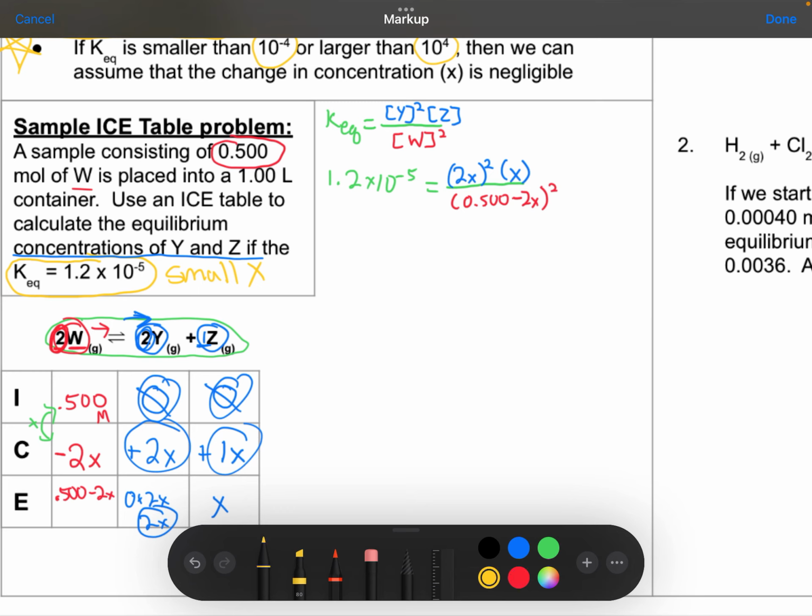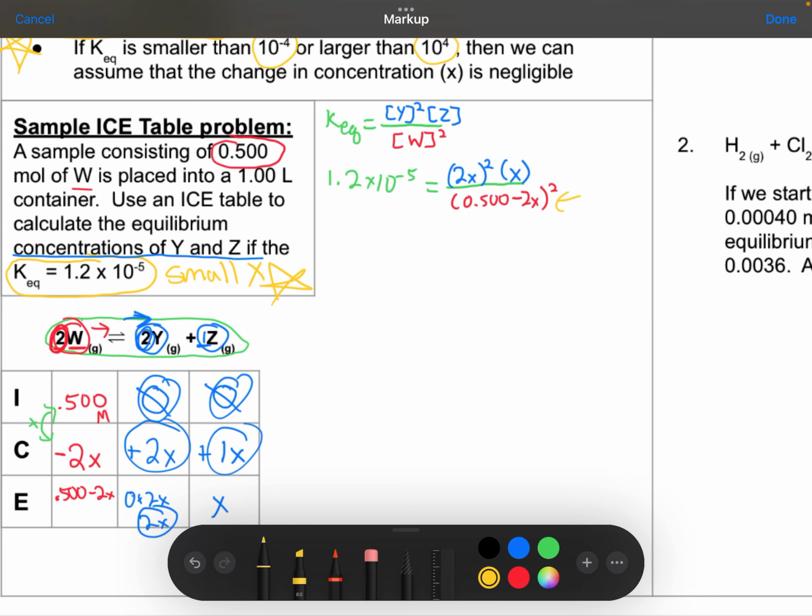So we got to do something first. I already told you that we are going to use small x approximation here, and that is a good thing. The reason it's good is because of this right here. If I were to square this entire thing, 0.500 minus 2x, I would end up with a quadratic. And you do not want to use the quadratic formula because that's really long and really annoying. So luckily we can 100% avoid doing that.